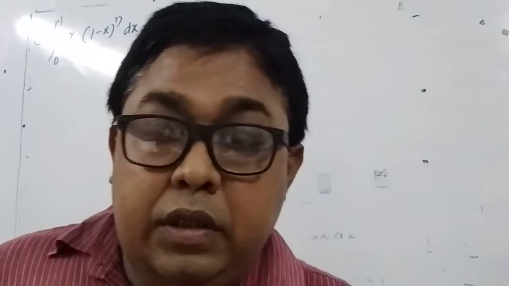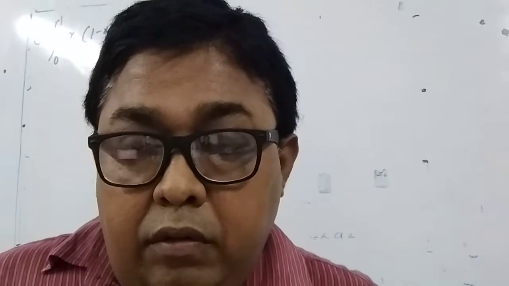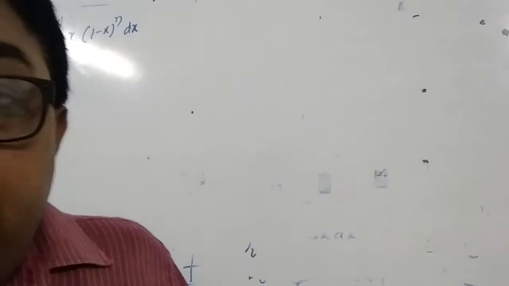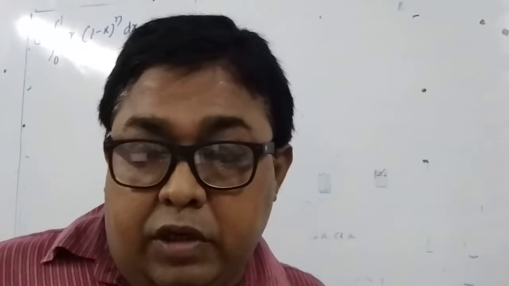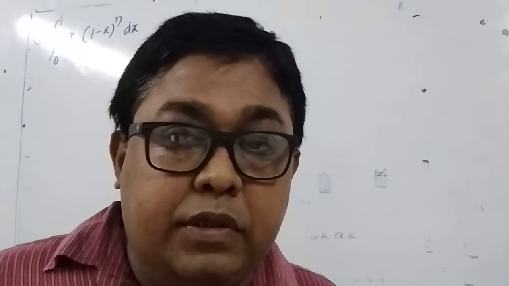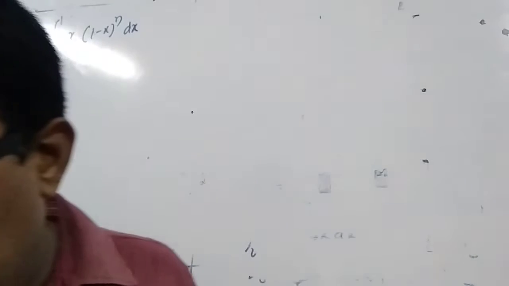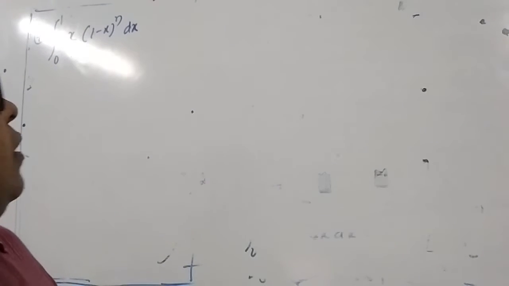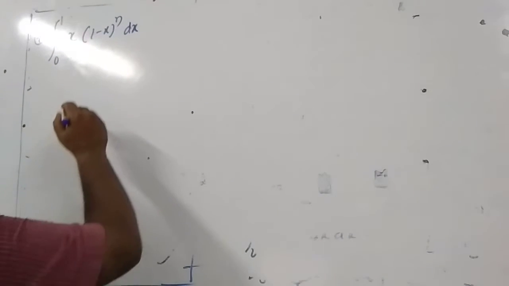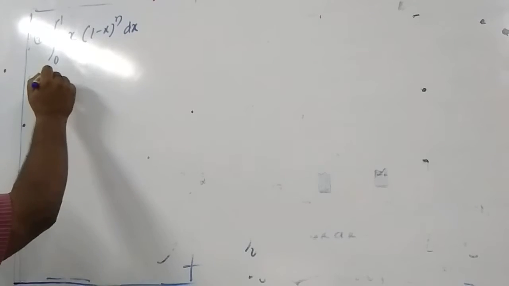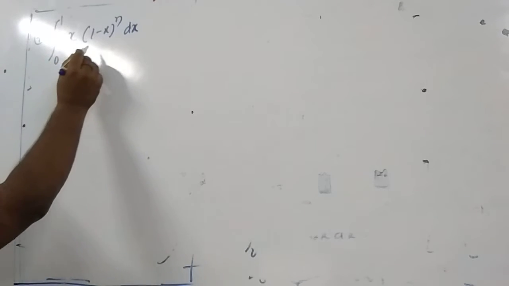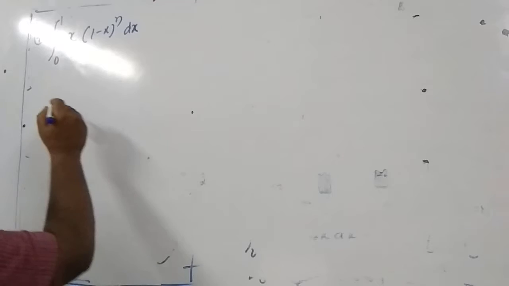Good morning, students. As we are doing definite integral, in this continuation we will do some other questions from exercise 7.11 and some important questions from miscellaneous exercise of chapter 7 also. So now, starting with question number 7, definite integral. This is question number 7: integral from 0 to 1 of x(1 minus x) to the power n dx.